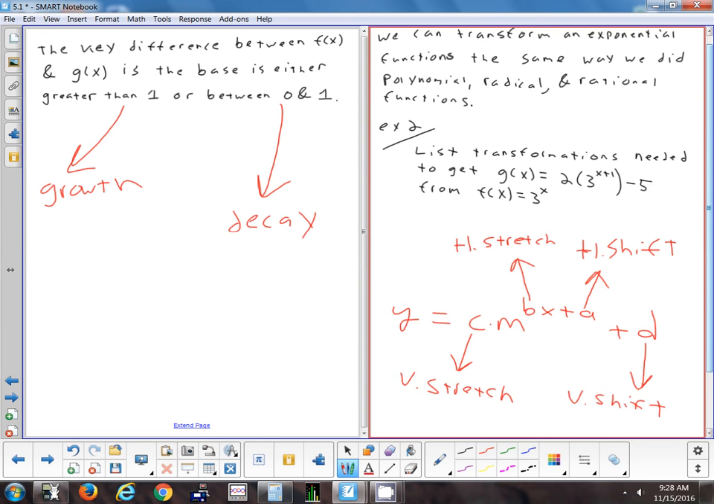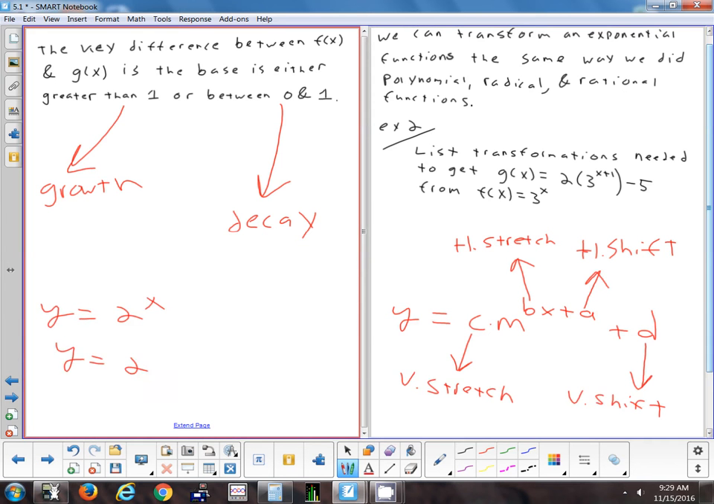Is it the horizontal ones like what you wouldn't think it is? Yep, the horizontal ones are always the opposite. So if you were to compare, for example, this one and this one, 2 to the x plus 1 is a shift left 1 unit. If you put a big number in for B, bigger numbers cause the graph to compress. Small numbers cause it to stretch.